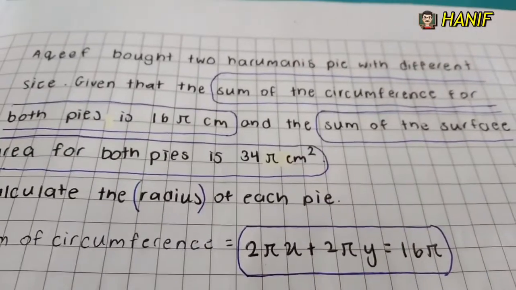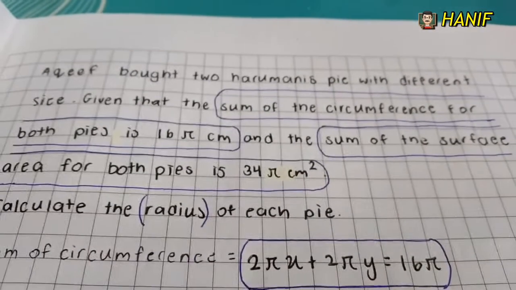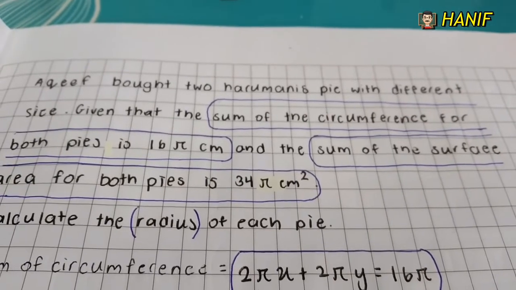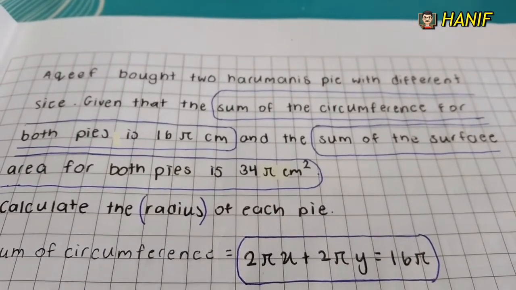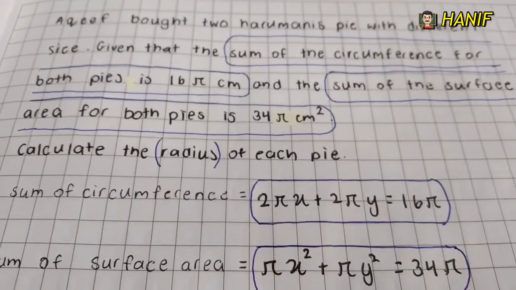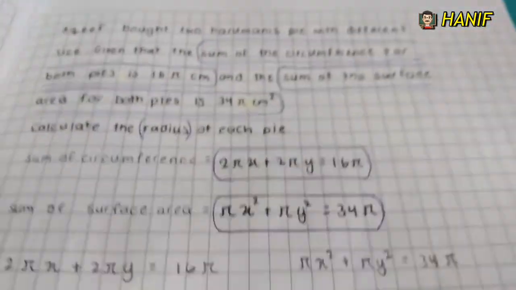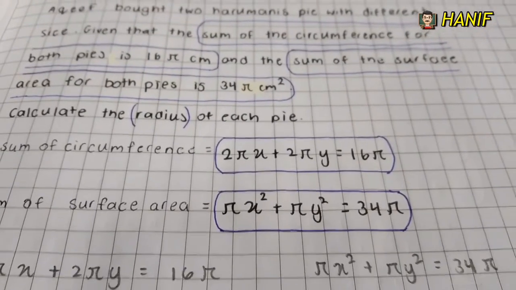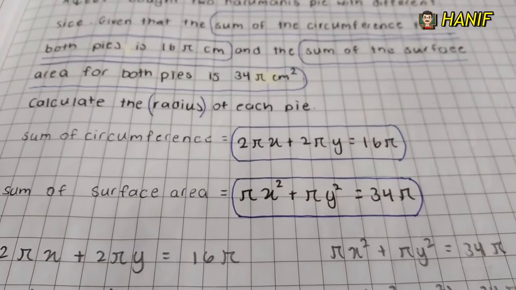Aki bought two harmonious pie with different size, given that the sum of the circumference for both pie is 16 pi cm and the sum of the surface area for both pie is 34 pi cm. Calculate the radius of each pie. So the question wants the radius of the pie. And from the paragraph above, there are two statements, which is sum of circumference and sum of surface area.